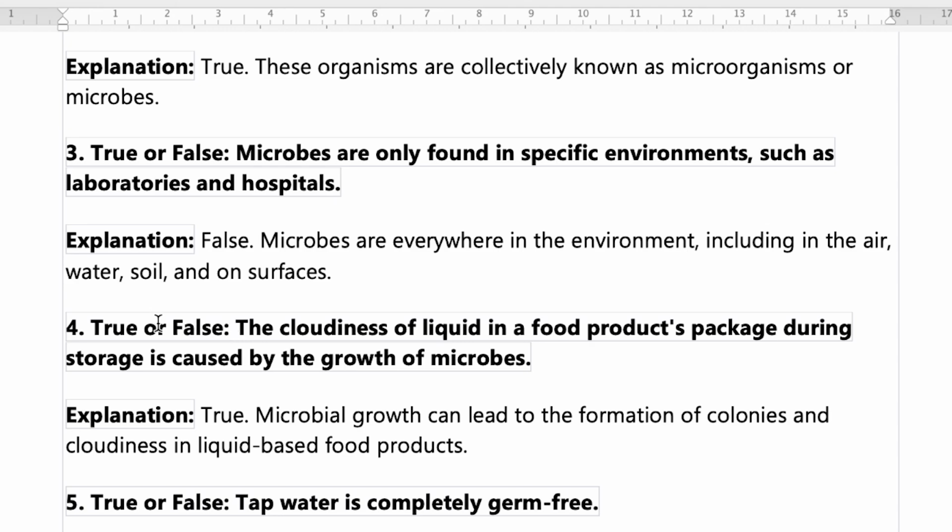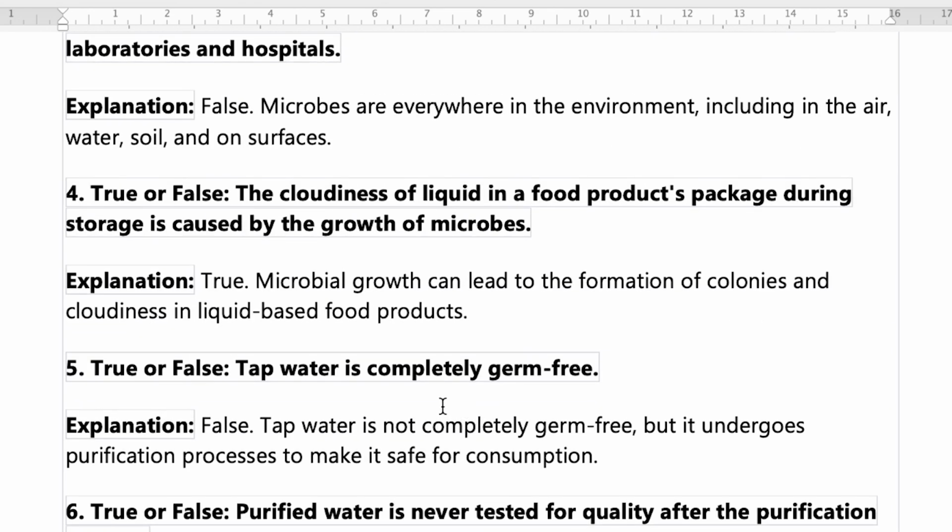Four, the cloudiness of liquid in a food product's package during storage is caused by the growth of microbes. It is true because it can lead to the formation of colonies and cloudiness of the liquid-based food products. Five, tap water is completely germ-free. So it is not completely germ-free. It goes through the purification process to make it safe, but it's not completely germ-free.